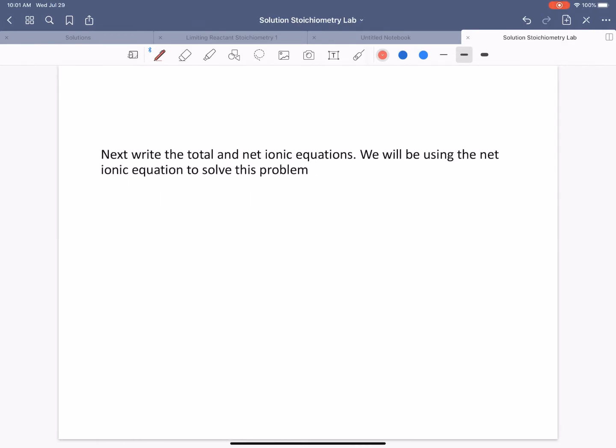Next, write the total and net ionic equations. Barium chloride is a soluble salt. Barium has a +2 charge, and there are two -1 chlorides. Sodium sulfate is a soluble salt. This 2 indicates that there are 2 sodium ions, and this 4 is just part of the chunk of charge that we know is sulfate.